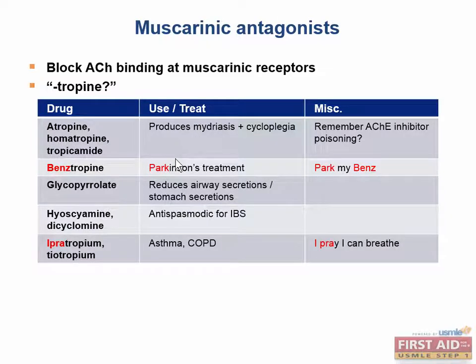Ipratropium and tiotropium are used to reduce bronchial secretions in the treatment of asthma and COPD. It's often given in combination with albuterol. Remember the mnemonic, I pray I can breathe soon. Now, does ipratropium work the same way as albuterol for the treatment of asthma? Well, no, each drug has a different mechanism of action. Albuterol works on the beta receptors, while ipratropium works on the muscarinic receptors. So we'll discuss albuterol in a bit, but for now just realize that ipratropium blocks muscarinic 3 receptors, which is going to prevent that bronchoconstriction and allowing people with asthma to breathe better.